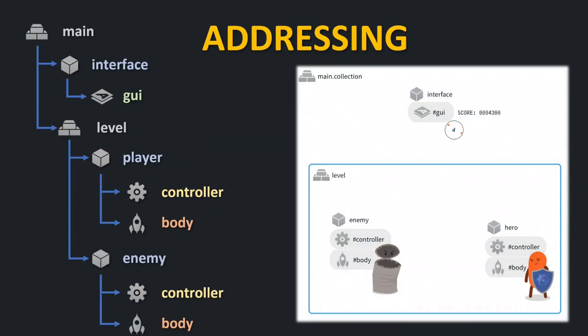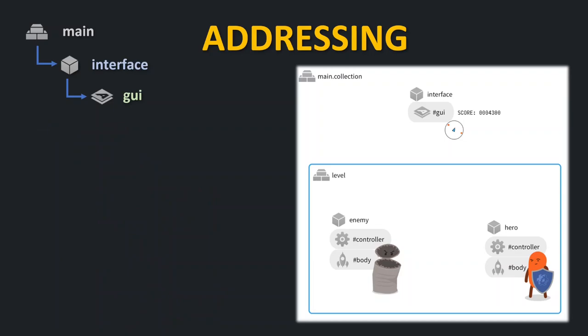You have a construction of a game: main collection with interface with GUI component, and level with its own objects like player and enemy with their own components. If we want to send any message between those components, we need to refer to its correct address. And there are two types of addresses, absolute and relative.